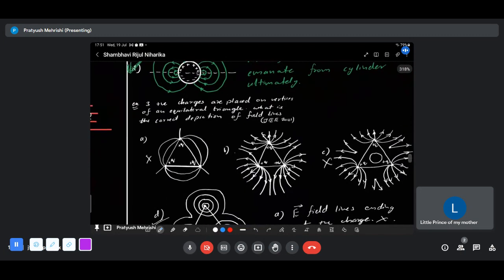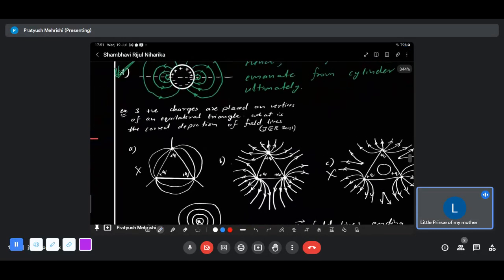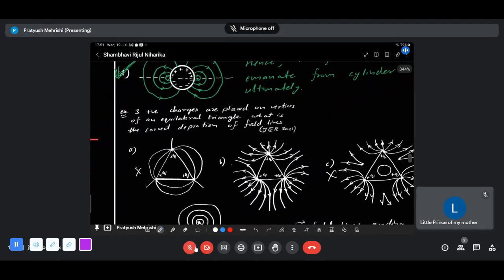Now see this question. Next question is this one. Three positive charges are placed on vertices of an equilateral triangle. Then what is the correct depiction of the electric field lines? What is the correct depiction of electric field lines?